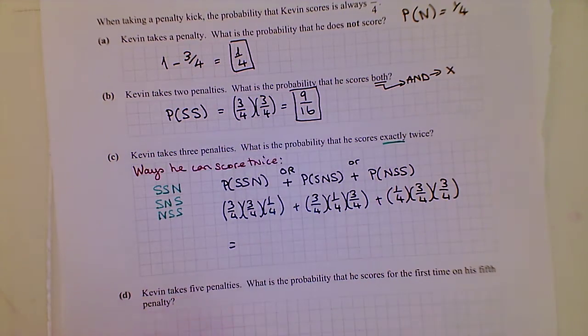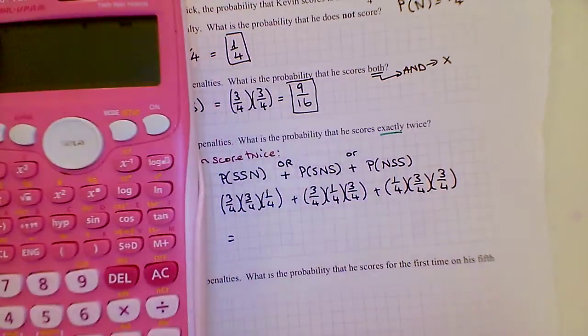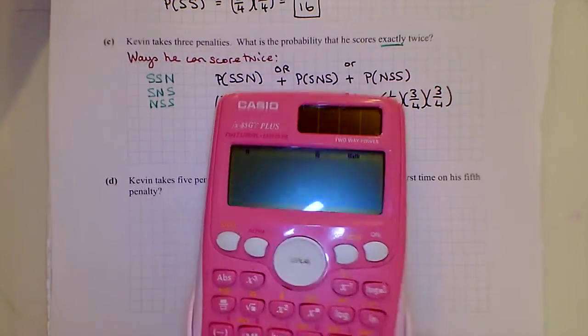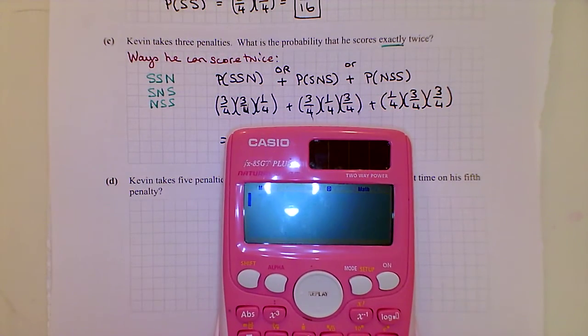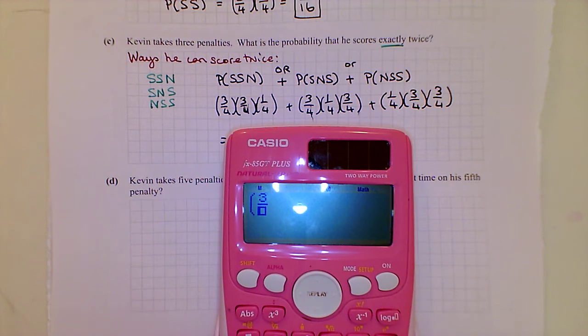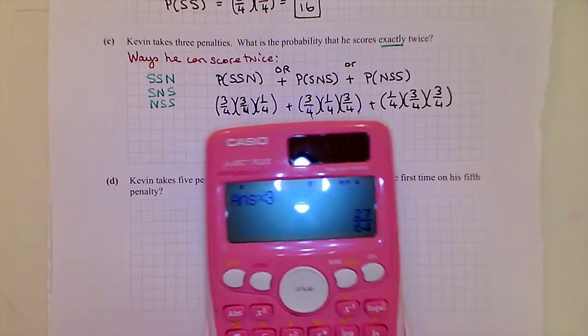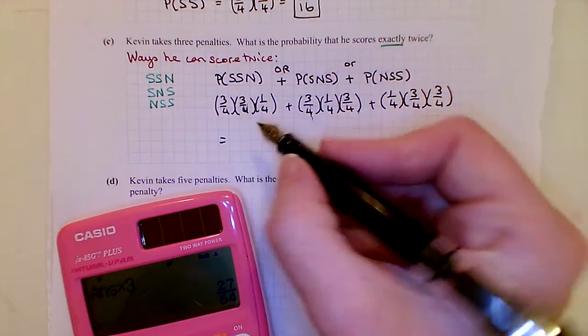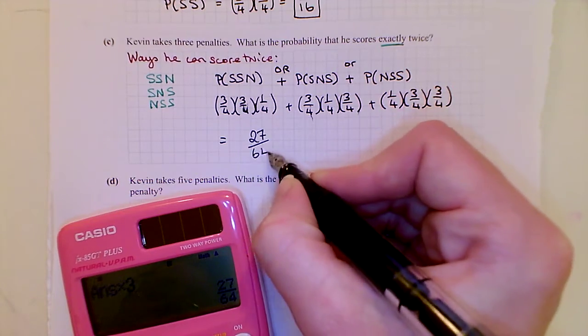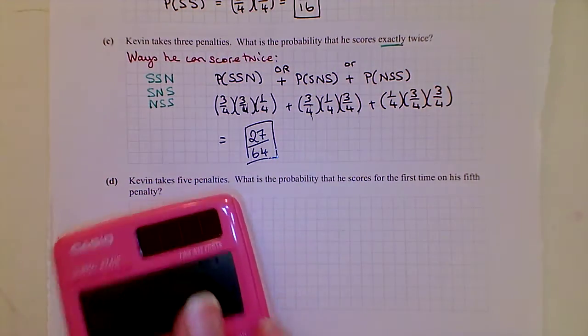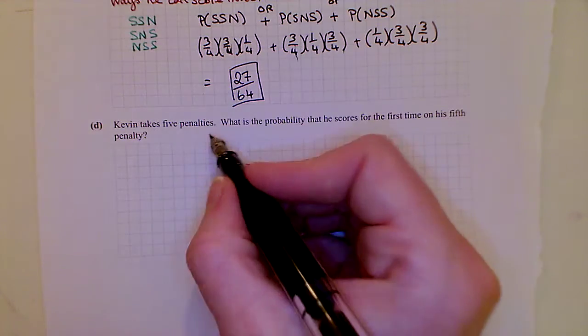So then type that into your calculator. I'm actually going to just type it in once and then multiply it. So I'll have 3/4. You might find it more convenient to type in 0.75. 3/4 and 1/4. Okay, and then I'm going to multiply that by 3. So 27 out of 64. And that's the probability. Now, here's our Bernoulli trial.